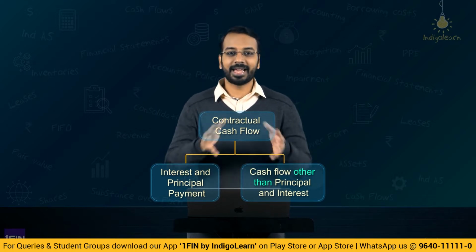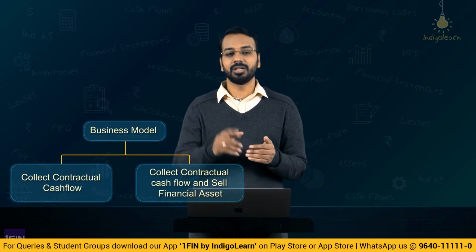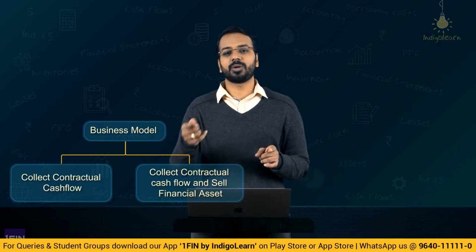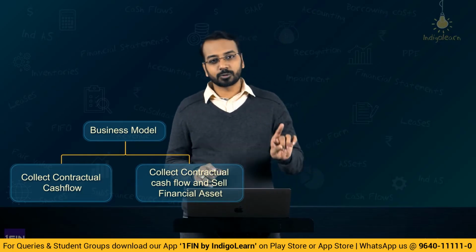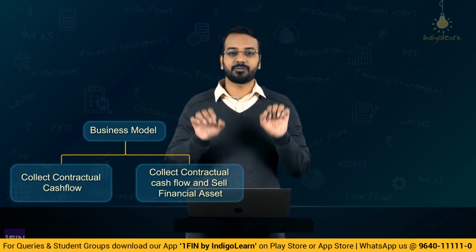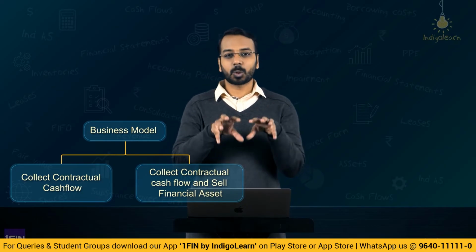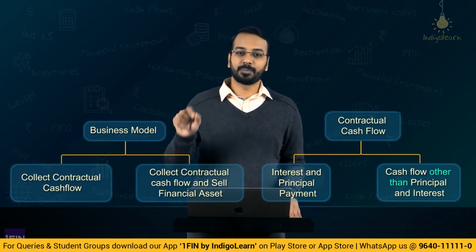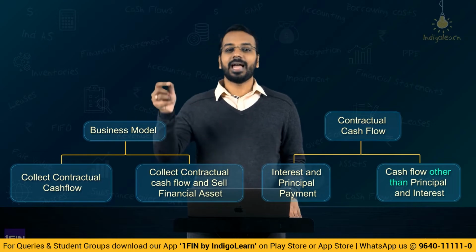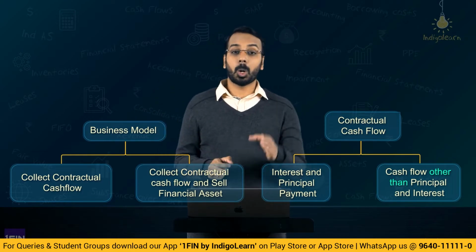So to summarize this entire discussion, you have to check the business model, you have to check the intention. What is the intention? Whether it is to get contractual cash flows, or whether it is to get contractual cash flows and also to sell the asset, right? That is first you have to check. And secondly, when it comes to contractual cash flow, you have to check whether the contractual cash flows represent principal payment and interest on principal outstanding, or they represent something else.